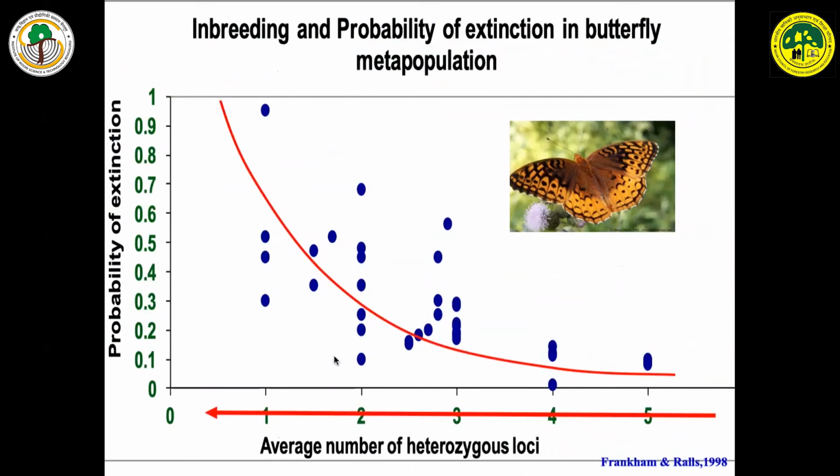And consider how inbreeding can lead to the extinction of a species, in one of the butterflies. If you see the probability of extinction against the heterozygosity level, when the heterozygosity level is very low, the extinction proportion is very high, and when the heterozygosity is very high, the probability of extinction is very low.